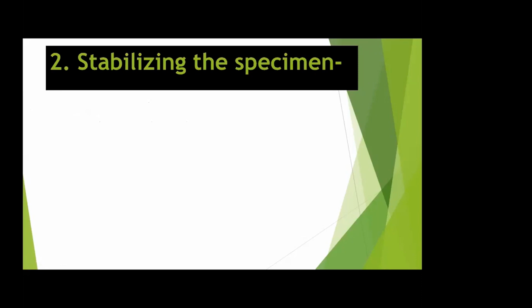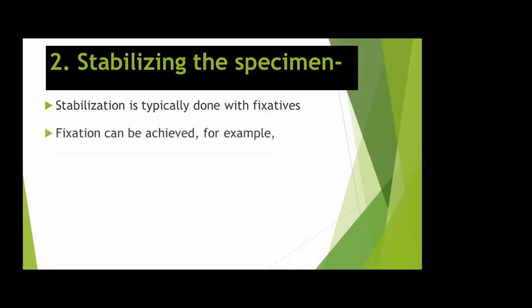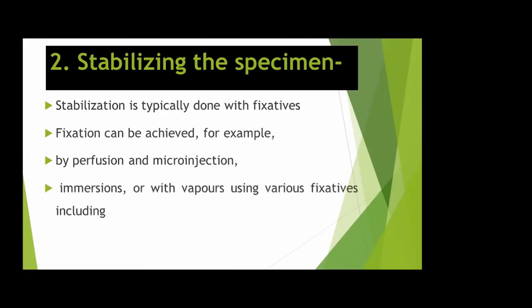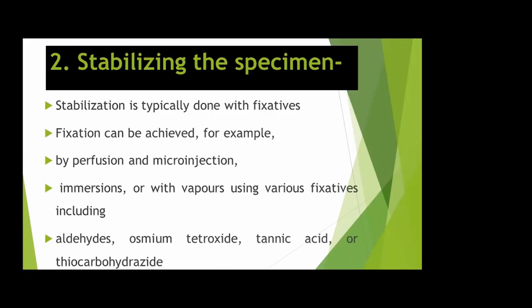Second is stabilizing the specimen. Stabilizing the specimen is essential, and it is done by using some fixatives. This fixation can be achieved, for example, by the perfusion method, or by micro-injection, or by immersion, or with vapors using various fixatives. Such fixatives may include aldehydes, osmium tetroxide, tannic acid, or thiocarbohydrazide, etc.